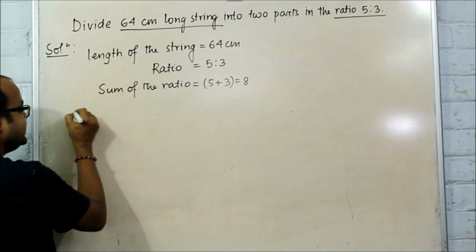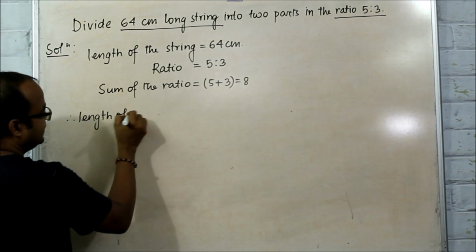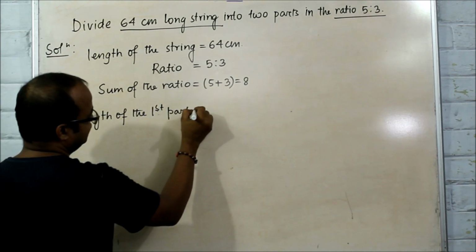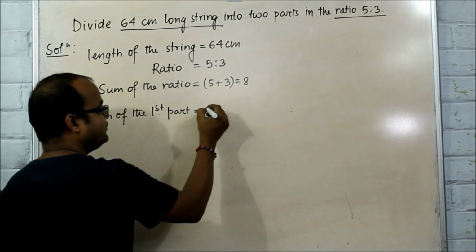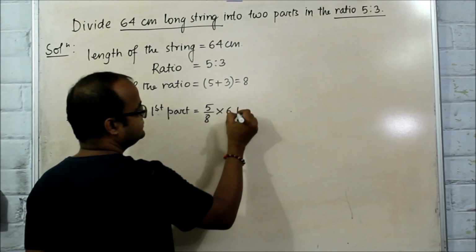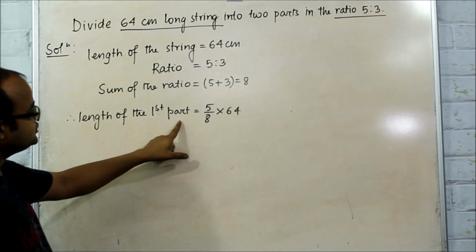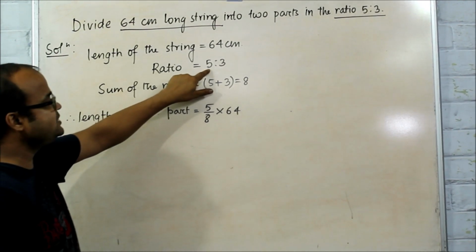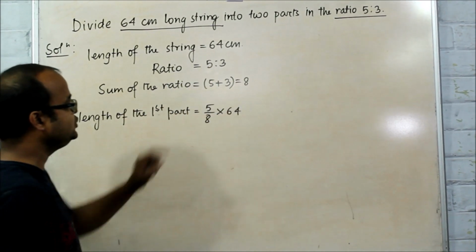Now what you need to do? Therefore, length of the first part is equal to 5 by 8 multiplied by 64. We are going to find out the length of the first part. In the ratio, the first number or antecedent represents the first part. So 5, total is 8. So 5 by 8 into 64.